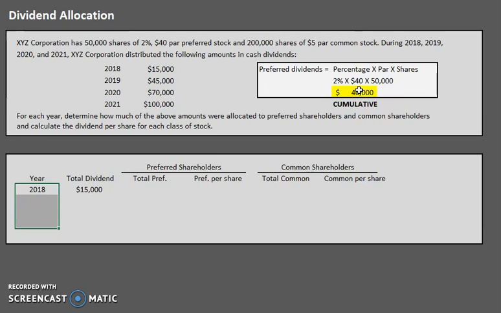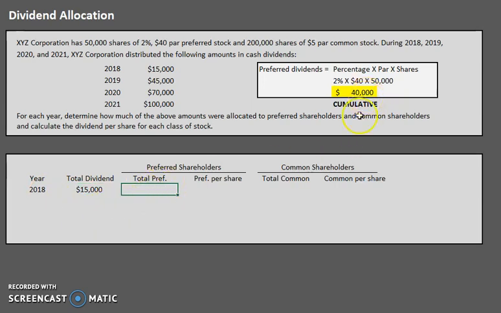Now, obviously, if they don't get that $40,000 next year, then it should be made up. Now, the common sibling is going to get whatever is left over. So I want you to keep that concept in mind as we go over this. Now, $15,000 was the total dividend for 2018.